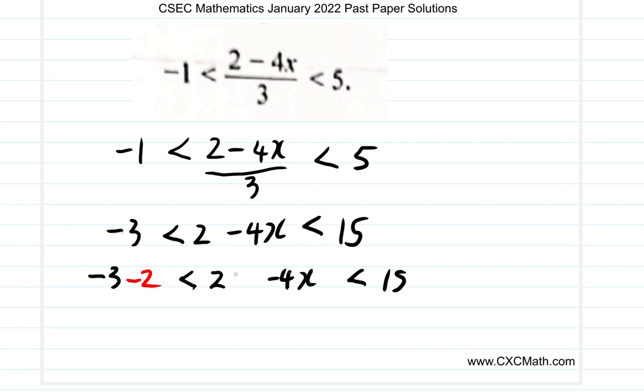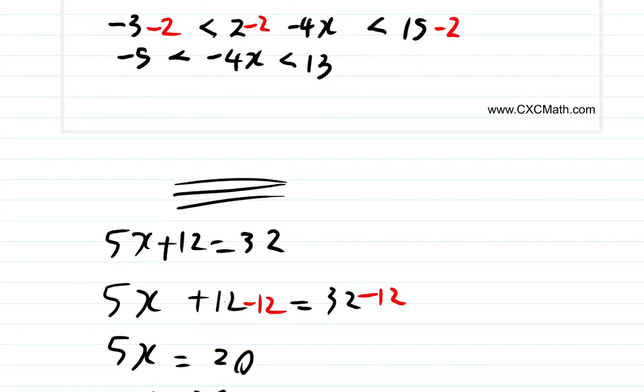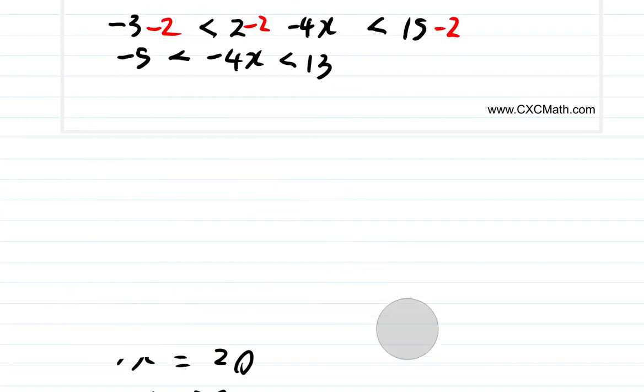You minus 2, minus 2, minus 2. What you're going to get is negative 5 is less than negative 4x, which is less than 15 minus 2 is what? 13. Less than 13. Alright. Here now. Oh, need to erase the working down here too. Here now.